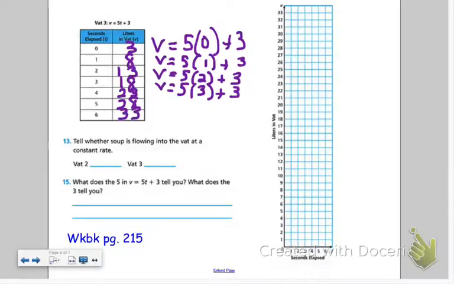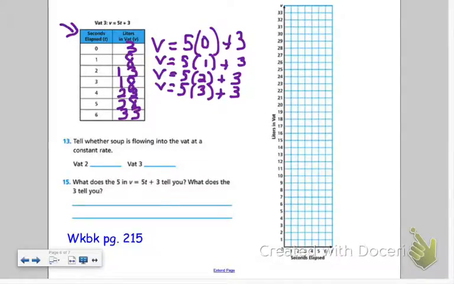So all you have to do is plug the seconds elapsed in for t, and then solve your equation for v. So now, let's try graphing this. Let's plot these points on our graph. And you're going to be plotting this for VAT2 as well.